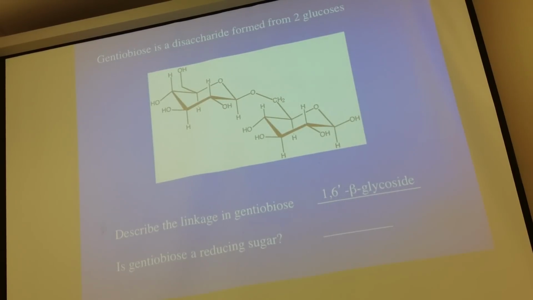Is it a reducing sugar? Yep, I've got that guy right there. It's a hemiacetal. So it is a reducing sugar.